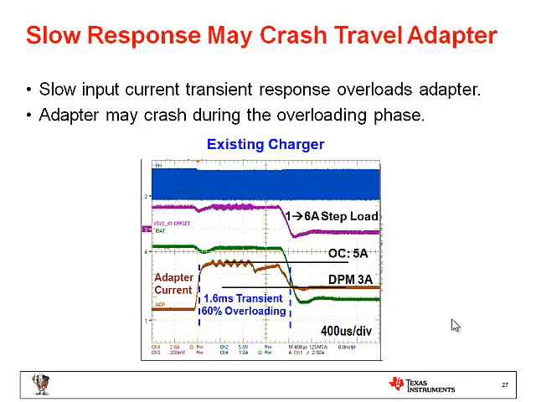So here is a waveform from an existing competitor solution. Here you can see as the system load comes in, it takes the charger about 1.6 milliseconds to start the input current regulation and reduce the input current. And not only the time, but the peak current drawn from the adapter is 60% above its rating. So that means the overshoot is about 160%. And if you compare to the previous travel adapter, some of the travel adapters cannot live with such a long and high overshoot, and it may crash.